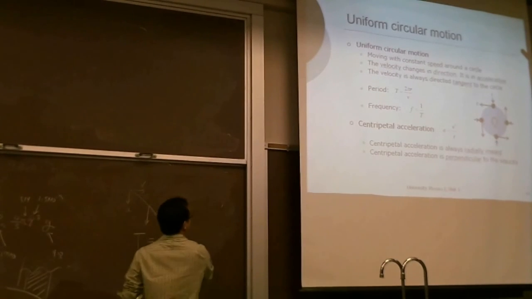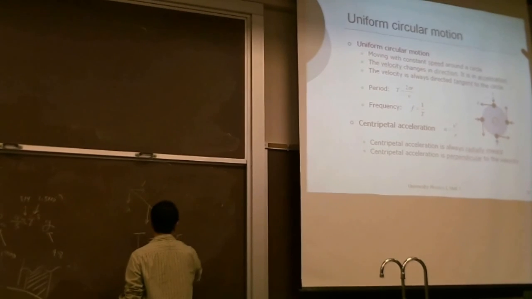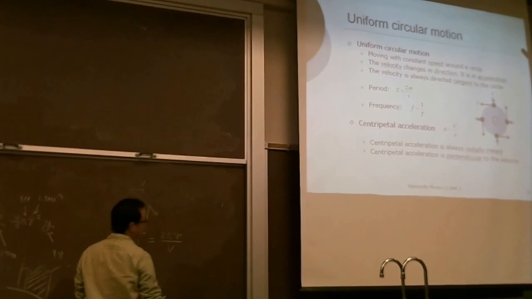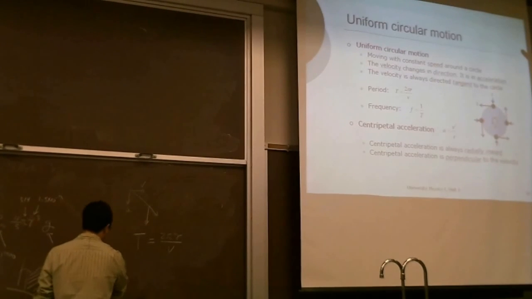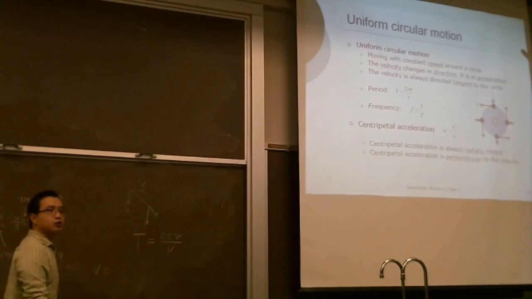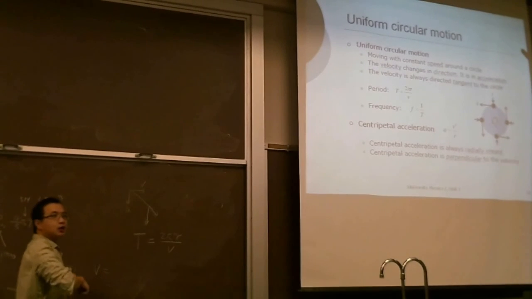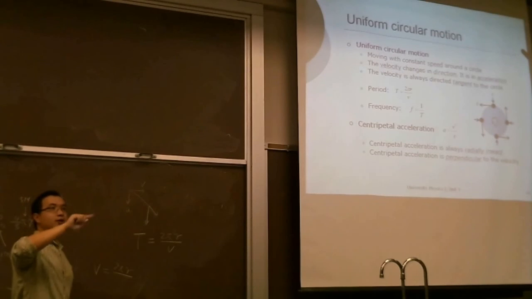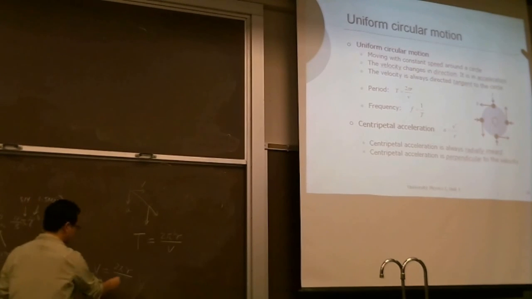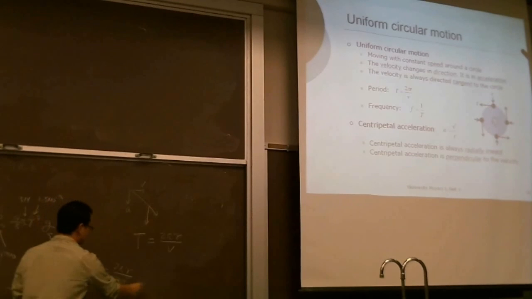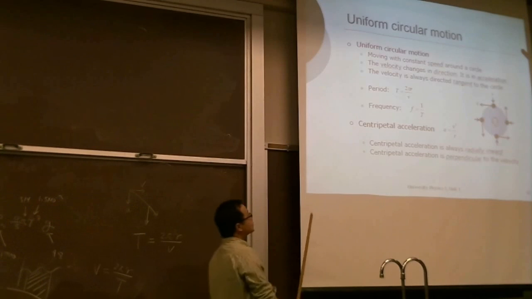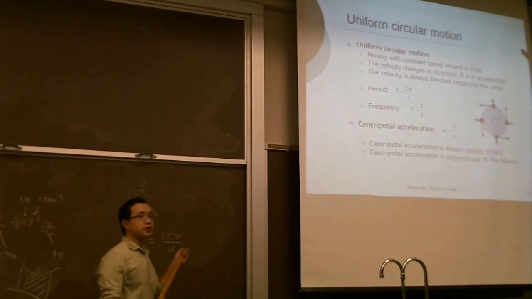It equals 2 pi r over v, where v is the uniform constant speed of the circular motion. This is very straightforward to get. Think about how you calculate the speed of a uniform circular motion. It should be the length of the circumference, which is 2 pi r, divided by the time to finish one revolution, which by definition is the period. So the period equals 2 pi r over v. And the frequency is actually the inverse of the period.